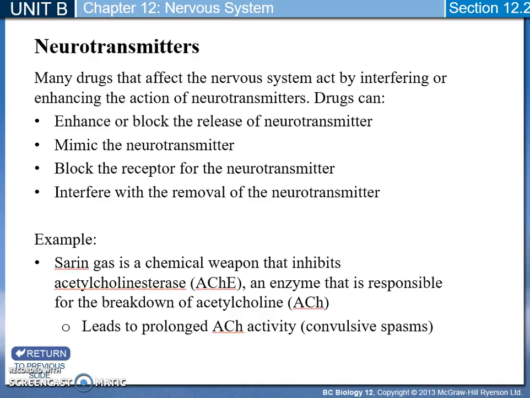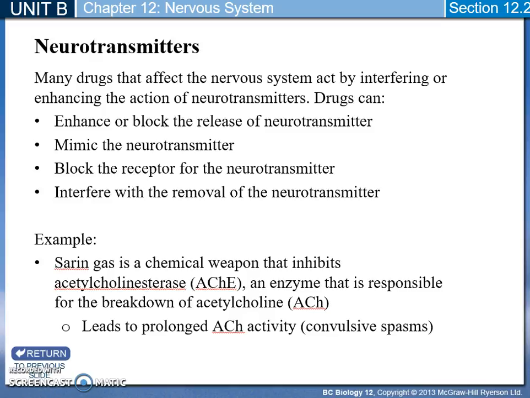Many drugs that affect the nervous system act by interfering with or enhancing the action of neurotransmitters. So drugs can enhance or block the release of a neurotransmitter. They can mimic the neurotransmitter. They can block the receptor for the neurotransmitter or interfere with the removal of the neurotransmitter. An example of this is sarin gas, which is a chemical weapon that inhibits acetylcholinesterase, which is an enzyme that's responsible for the breakdown of acetylcholine. And so this leads to a prolonged acetylcholine activity and results in convulsive spasms in the individual that the drug has been administered to.